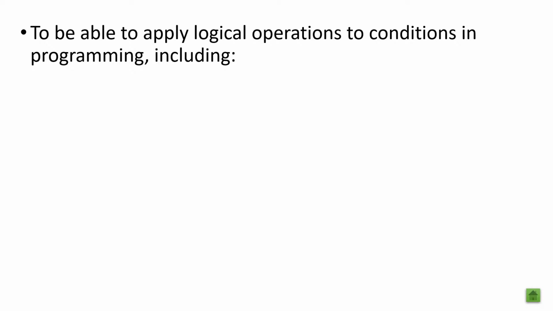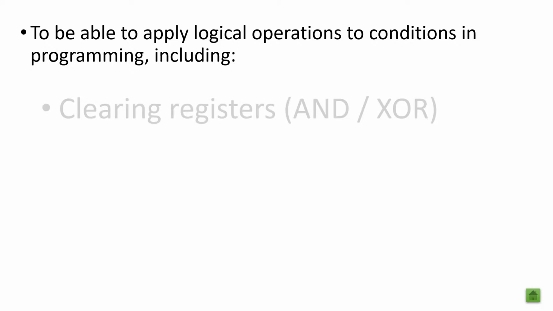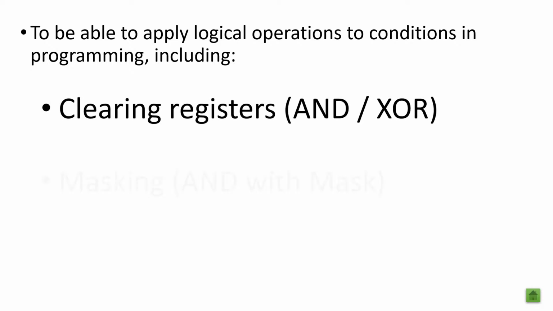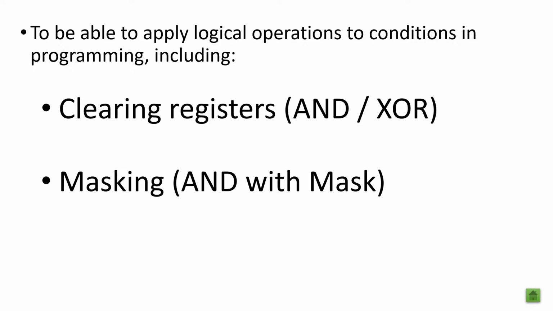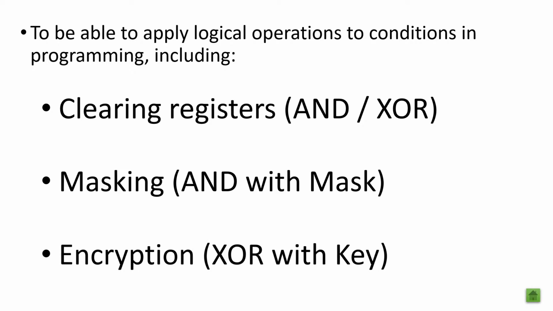We want to be able to apply logical operations to conditions in programming, such as clearing, masking, and encryption. Right? Your job is to remember the logical operation that performs clearing, masking, and encryption. Have a little table somewhere, right? You can choose either one of these. It doesn't matter which one. AND or XOR. They both do the same thing, but you've got to be careful.